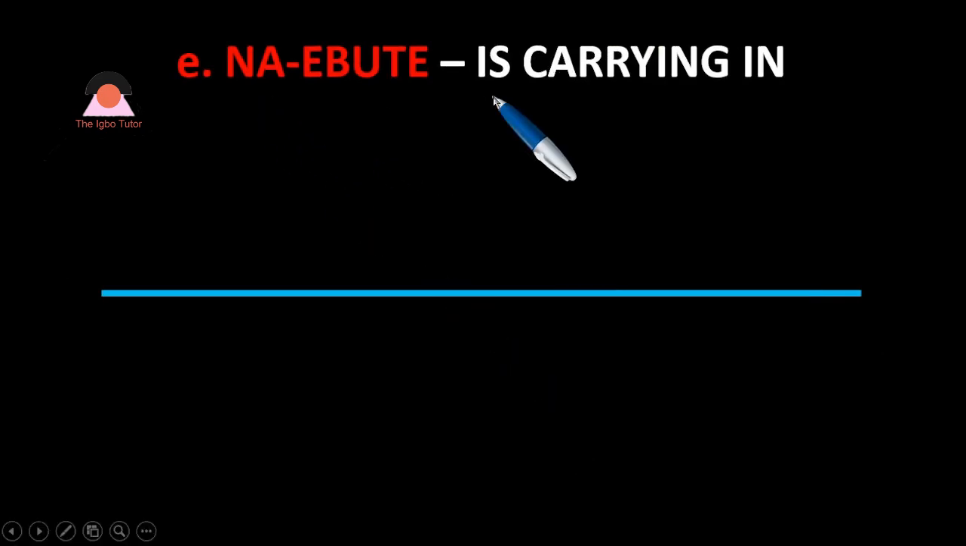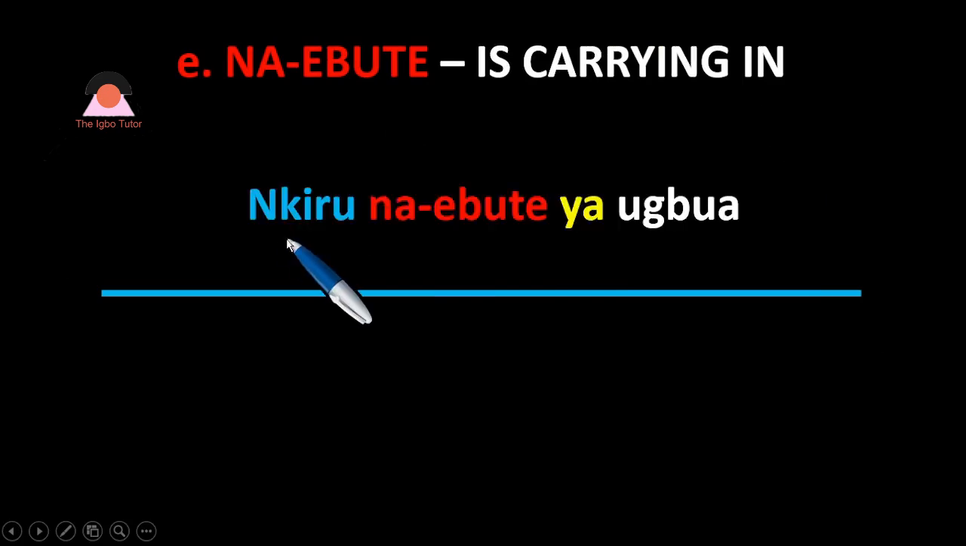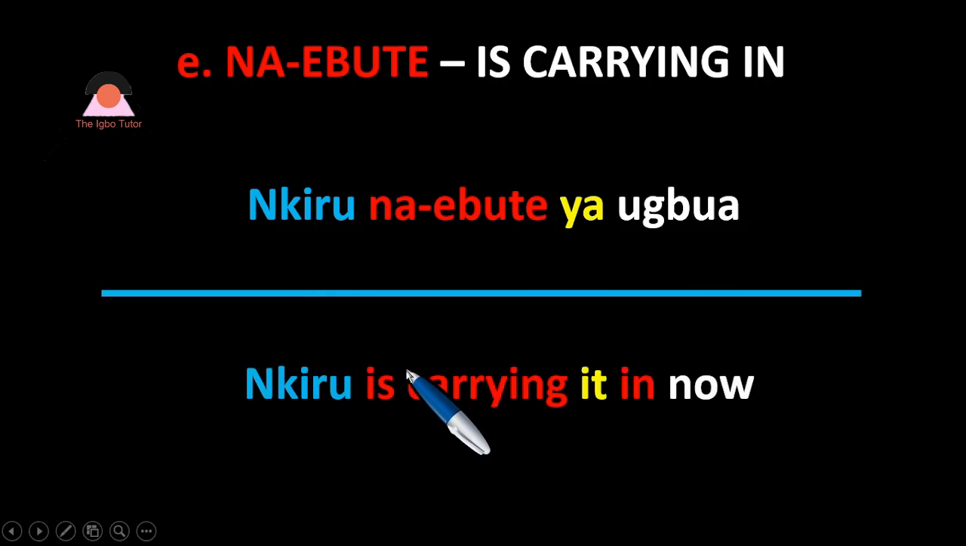We move on to na ebute, is carrying in. Let's look at the sentence here. Nkiru is somebody's name. Nkiru na ebute ya ubua. What does this mean? Nkiru is carrying it in now. Nkiru na ebute ya ubua.